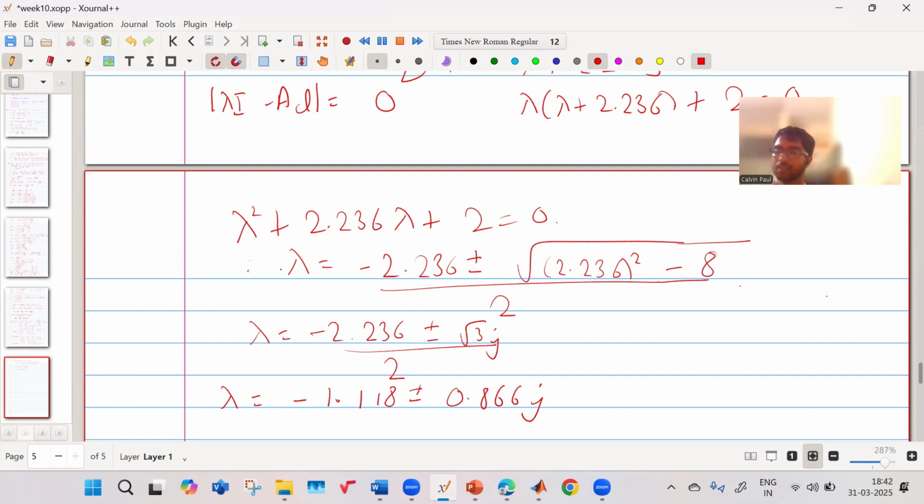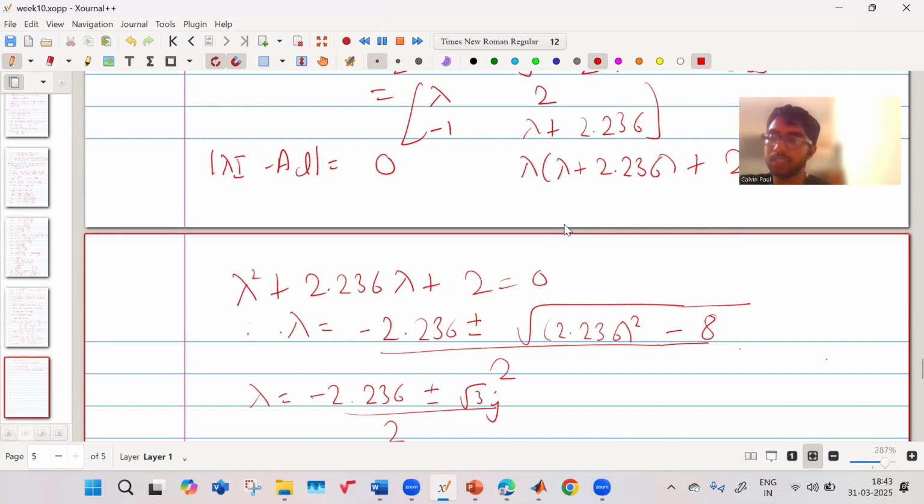So these are complex eigenvalues with a negative real part. Okay, because they have a negative real part, that's why our system is stable.